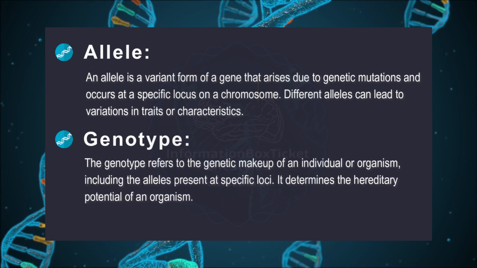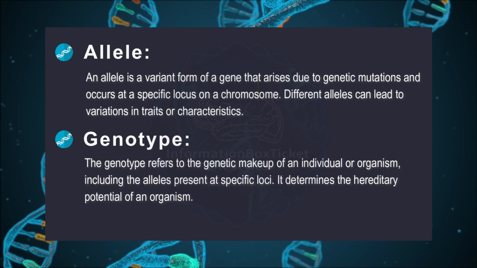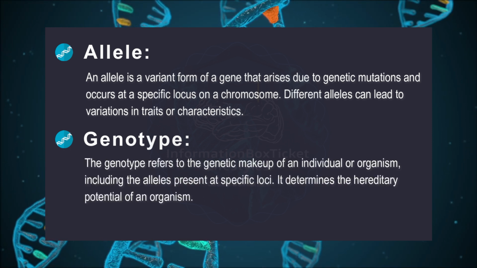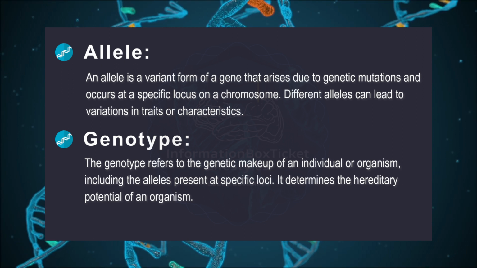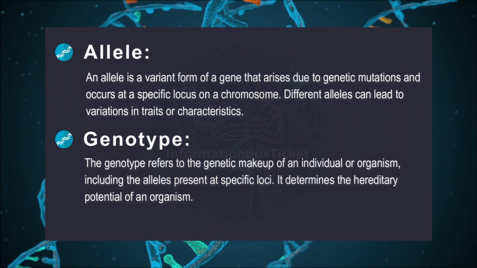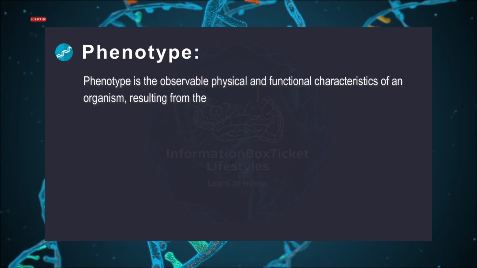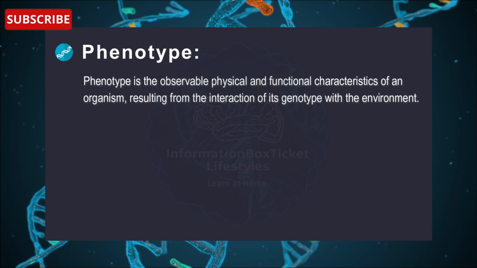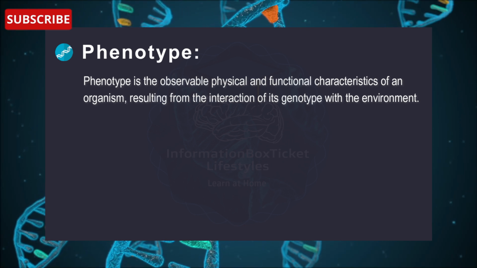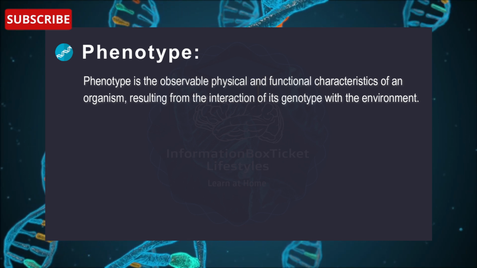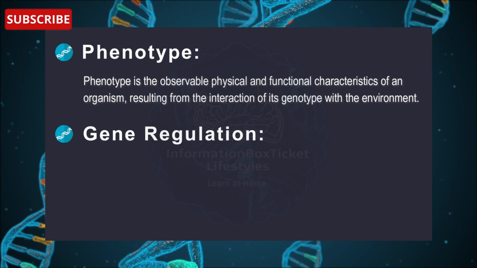Genotype. The genotype refers to the genetic makeup of an individual or organism, including the alleles present at specific loci. It determines the hereditary potential of an organism. Phenotype. The phenotype is the observable physical and functional characteristics of an organism resulting from the interaction of its genotype with the environment.